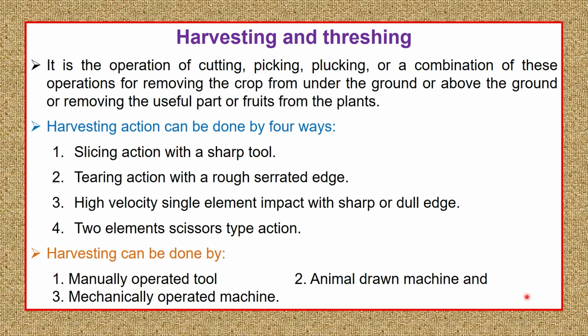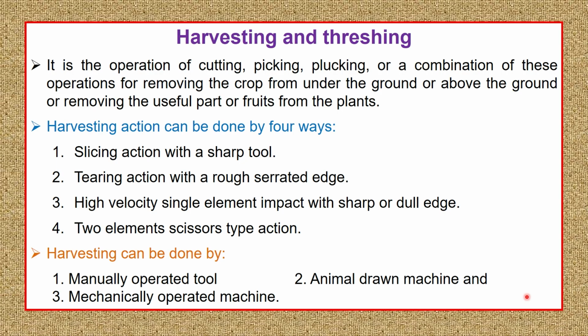So in any case, if you remove the crop by cutting, if you remove the economical or useful part out of the plant by picking or plucking, or if you dig the crop where it is under the ground in order to remove the useful part of that plant, all such operations are called harvesting. So harvesting action is done by four ways.